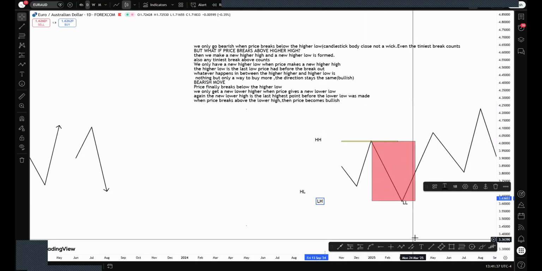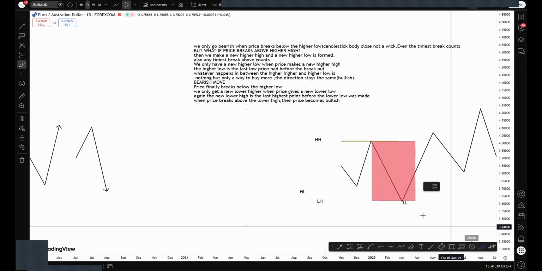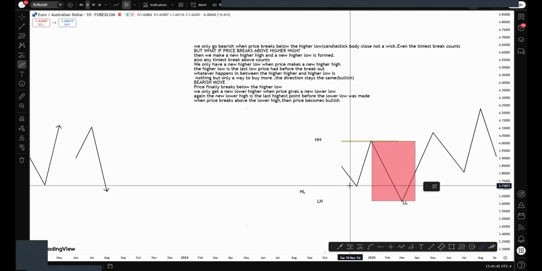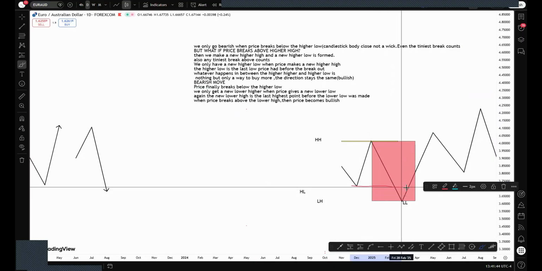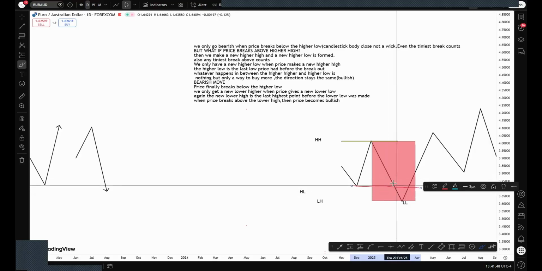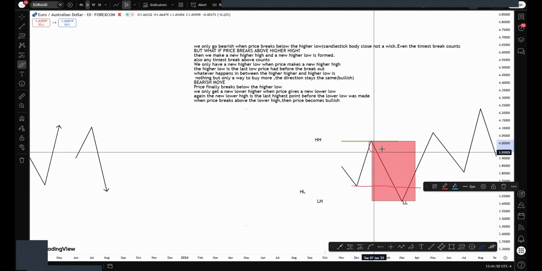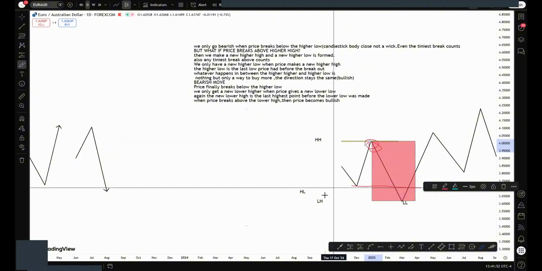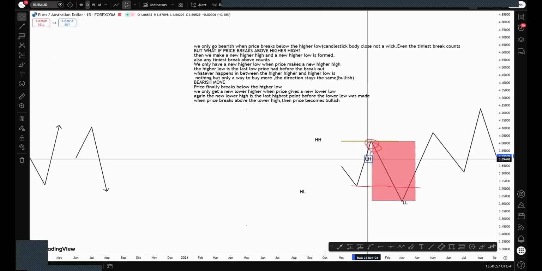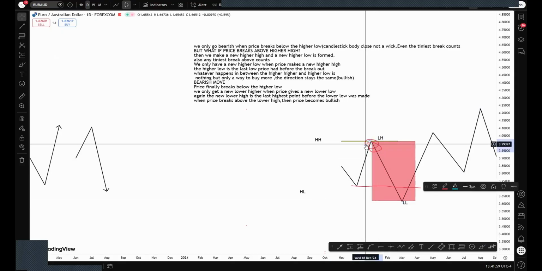So if you can see, we start tracking back. This is where the lower low was made after we broke below this level here, right? So the last highest point was what? We only have one last highest point, which is that one there. So this is where we place our lower high, you see?